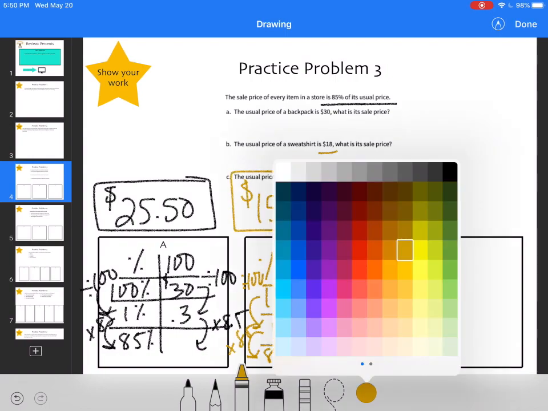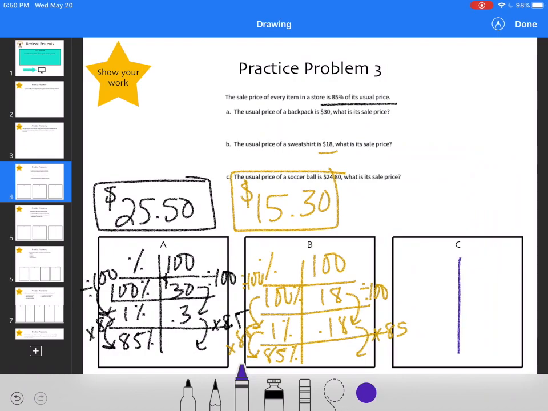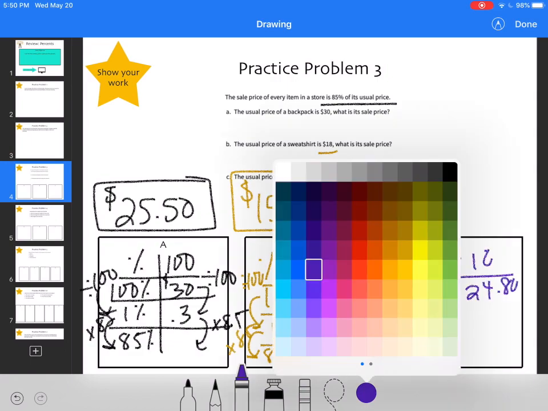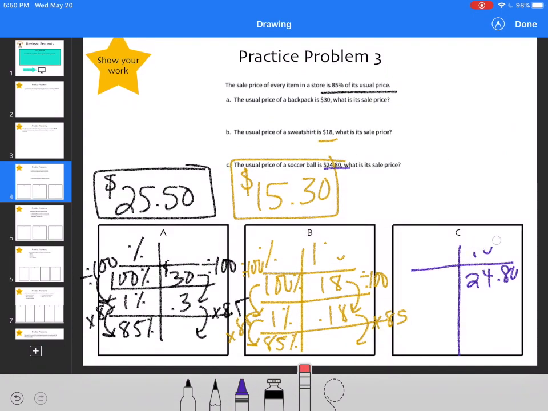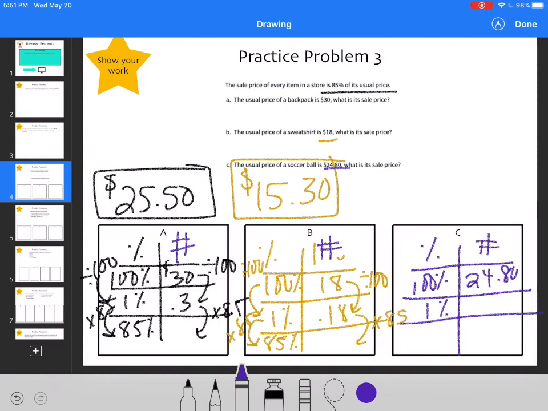So then the next one, it says the usual price of a soccer ball is $24.80. I don't know why I keep putting 100 here. It should say number. That's 100%. I want to figure out what 1% would be. So I'm going to divide by 100.